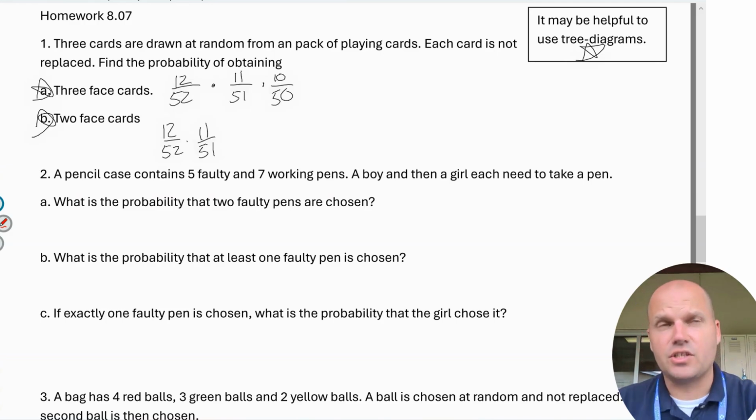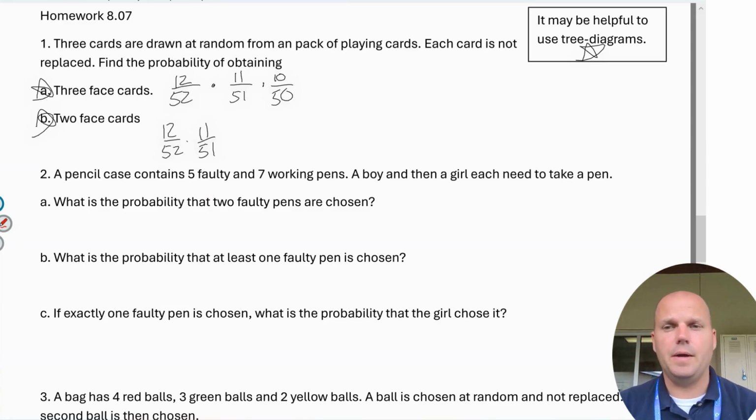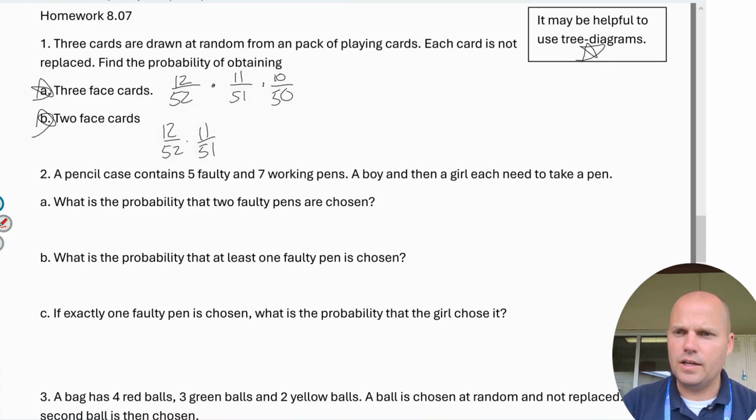When you play blackjack in the casino, the cards go into a discard pile. They don't get reshuffled back into your hand all the time. So it is a conditional probability situation.